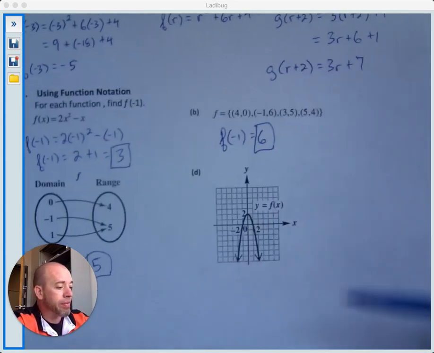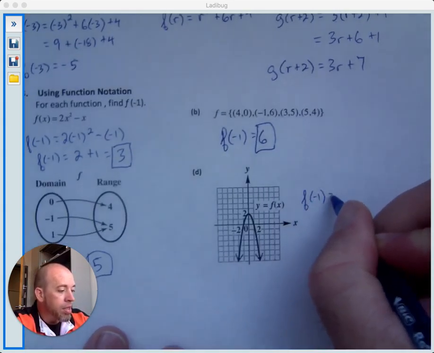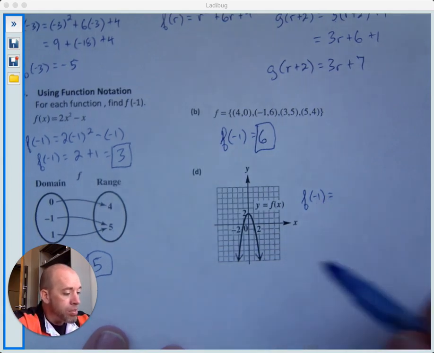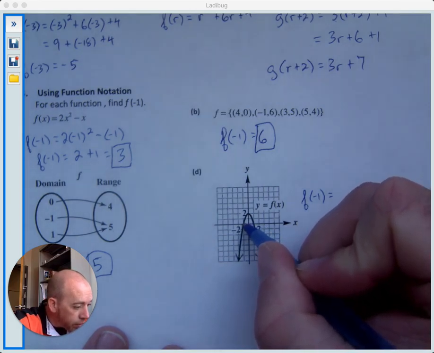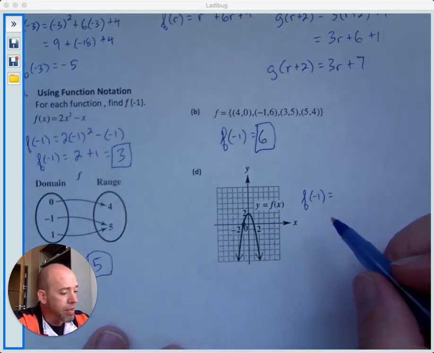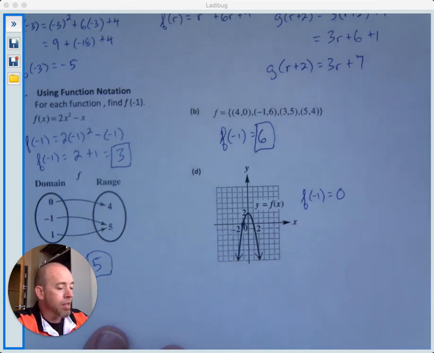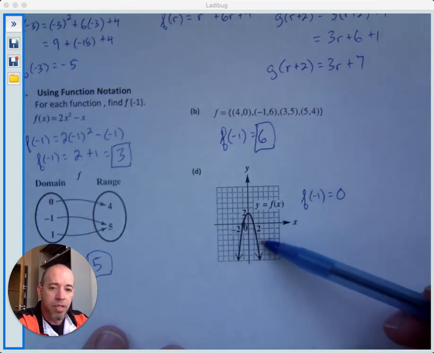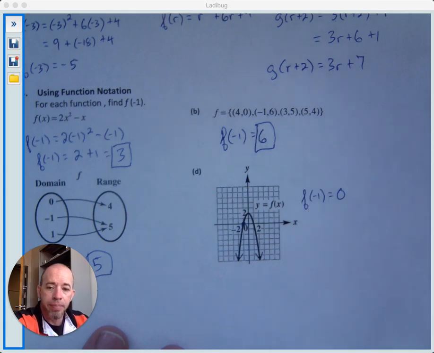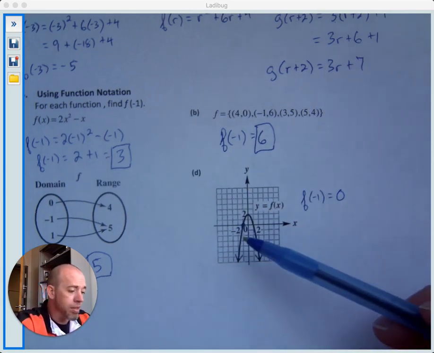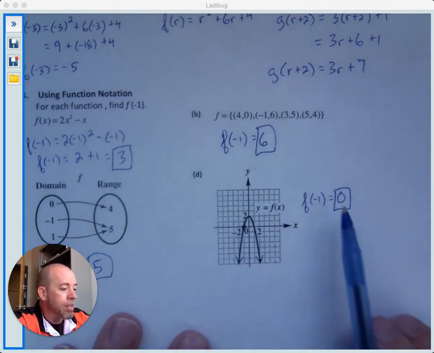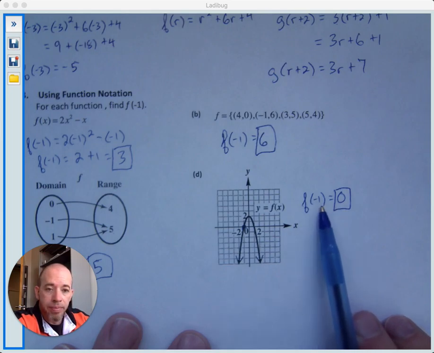All right, next one. We want to find f of negative 1 from a graph. We basically find out where x is negative 1 and find the corresponding y value on the graph. So when is x negative 1? It looks like right here, right? What's the y value at that point? It's 0, right? Which means f of negative 1 is 0. You might ask yourself, is this a function? Of course it is. It passes the vertical line test, right? Any vertical line we would draw would only hit one point at most. In fact, this one, I think it would always hit one point, but anyway, answer here, 0. That's the y value when x is negative 1.